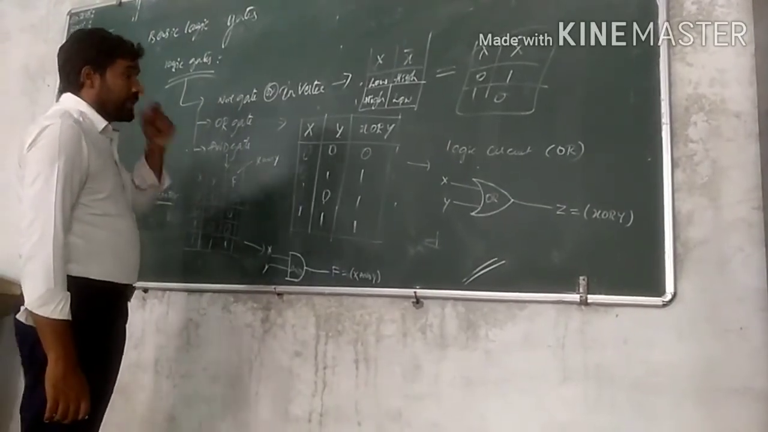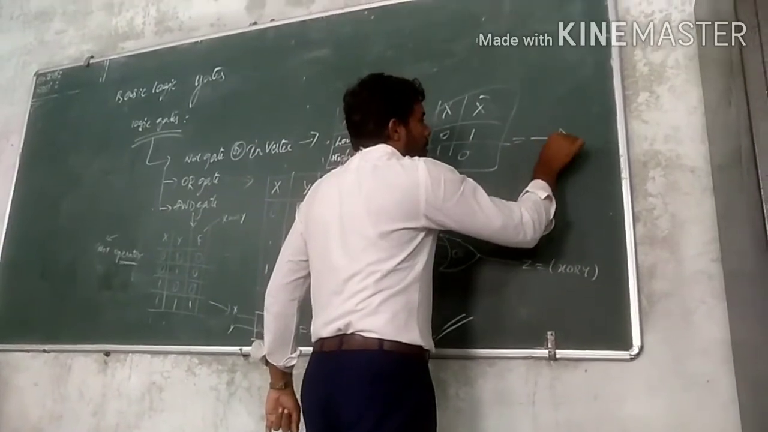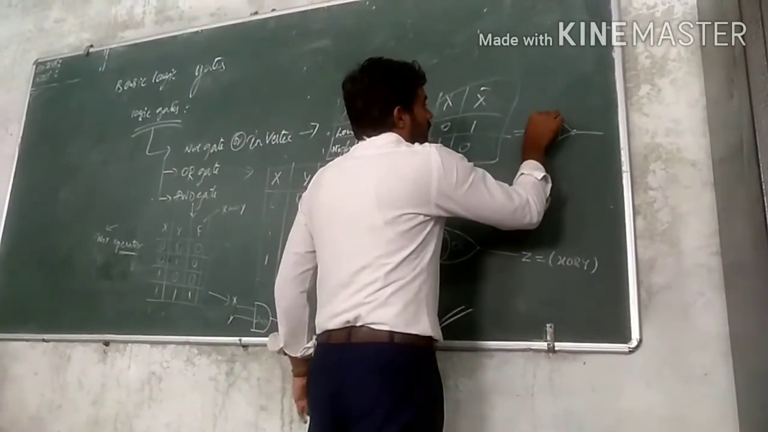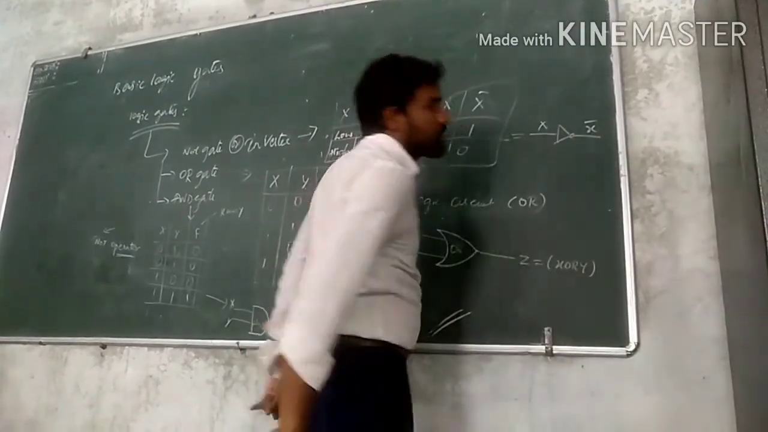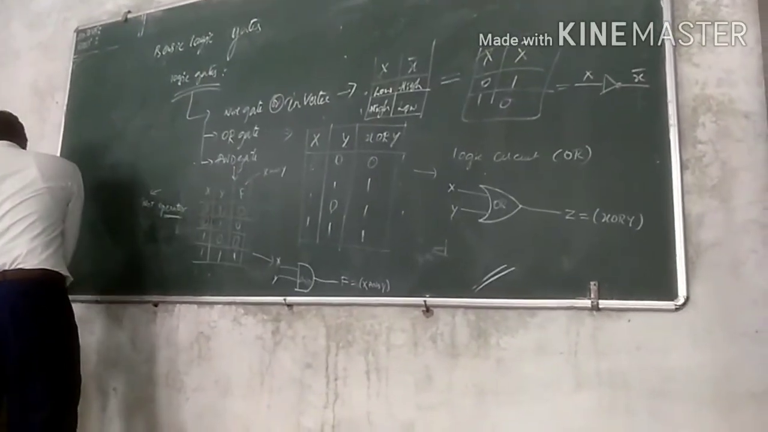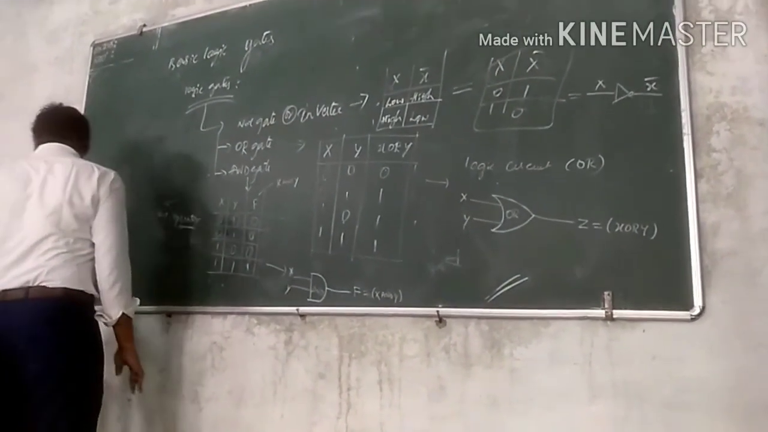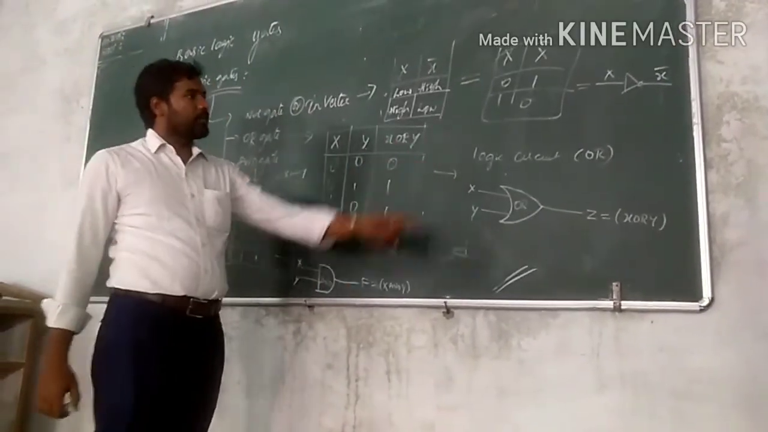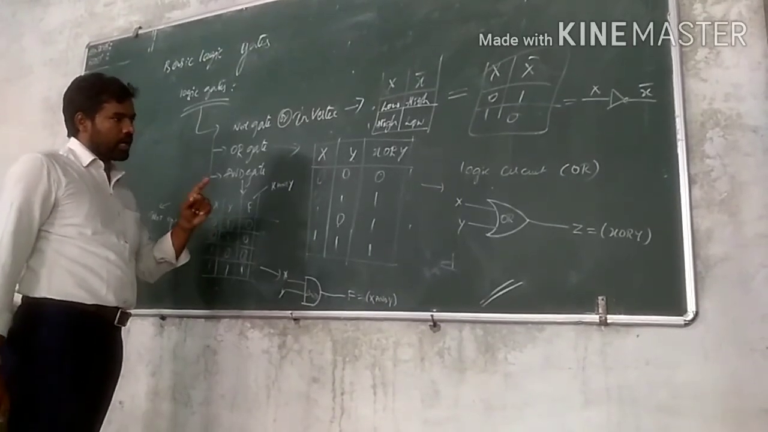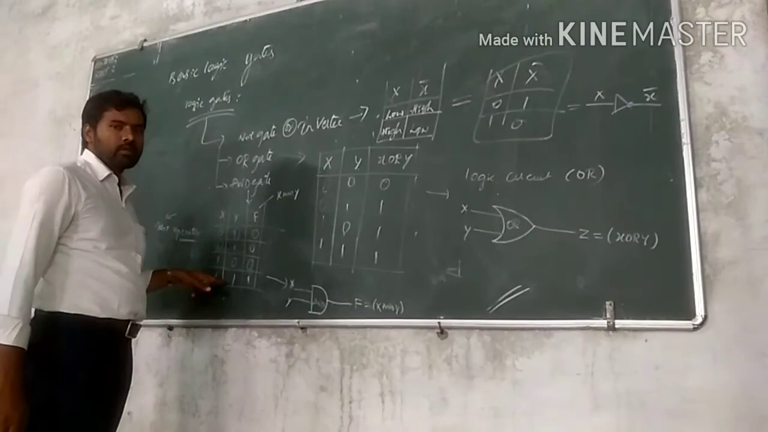So be careful in the examination. He will ask you to draw this one, it is x complement. So this is the way of drawing the logic circuit diagram for the OR gate, NOT gate and AND gate, and these are the truth tables for the AND gates.